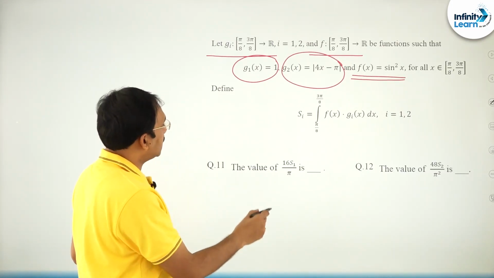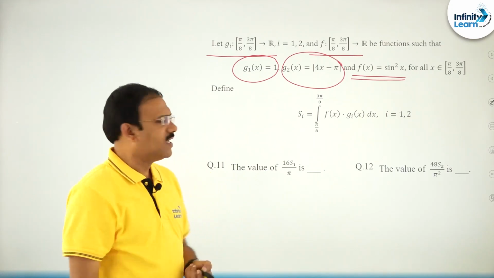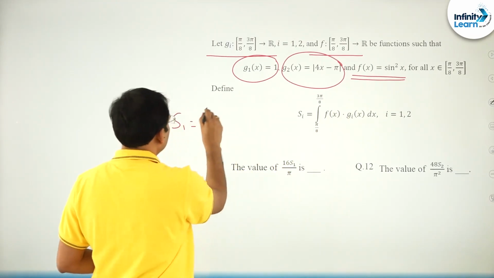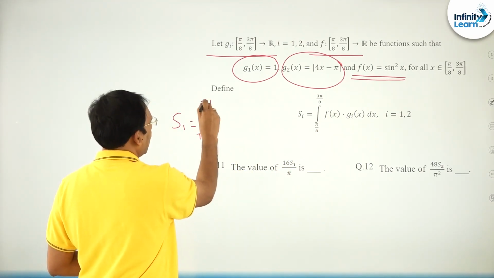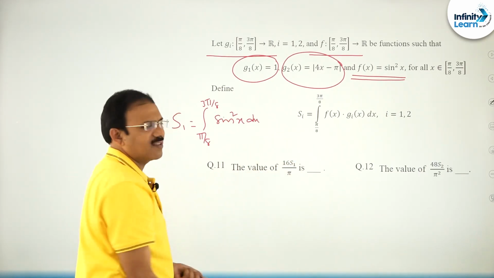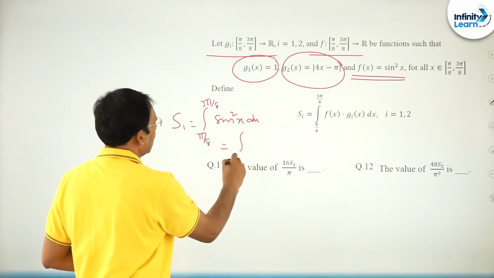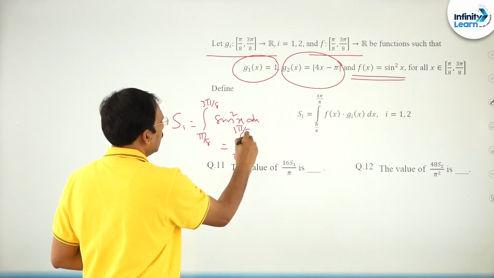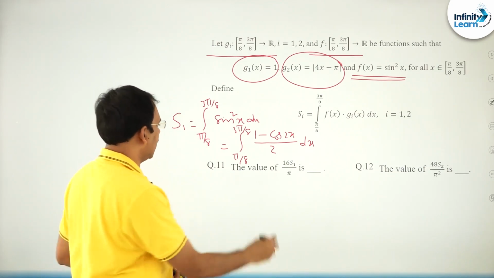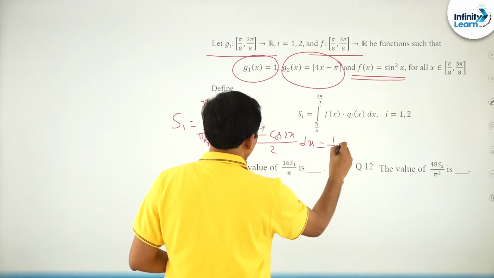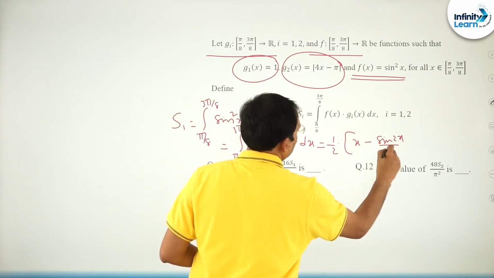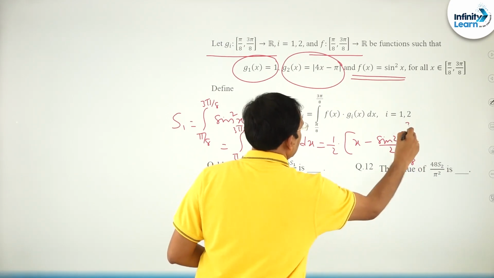Question number 1: S1, which means we take g1 of x. It is very simple. To find S1, g1 of x is 1, so the integral from pi by 8 to 3 pi by 8 of f of x, which is nothing but sin square x dx, because g of x is 1. You can easily find the integral of sin square x: from pi by 8 to 3 pi by 8, write 1 minus cos 2x by 2 dx. It is a regular and routine integral friends, take 1 by 2 out; this is x minus sin 2x by 2 between the limits pi by 8 to 3 pi by 8.